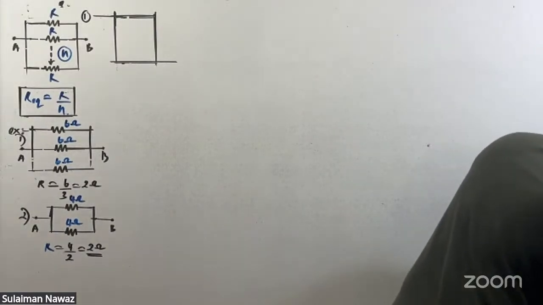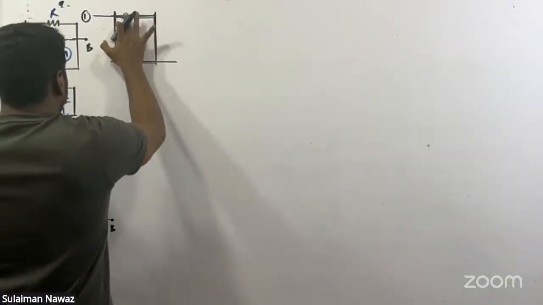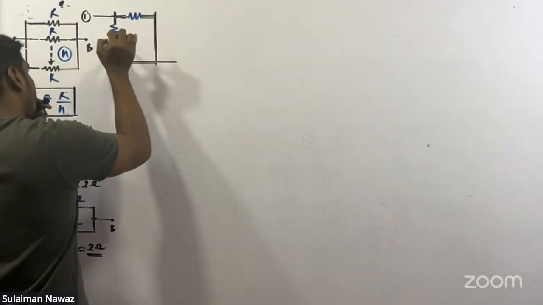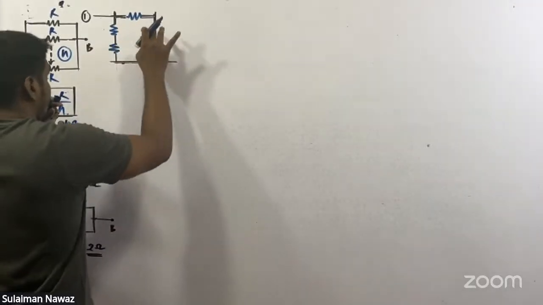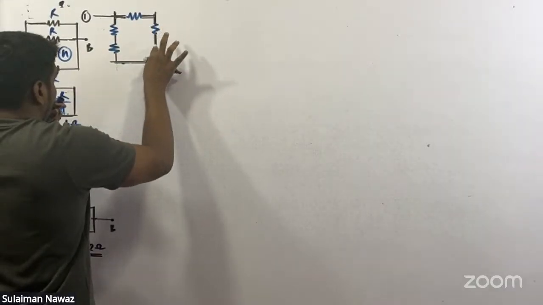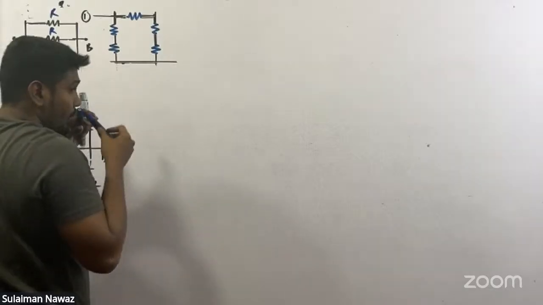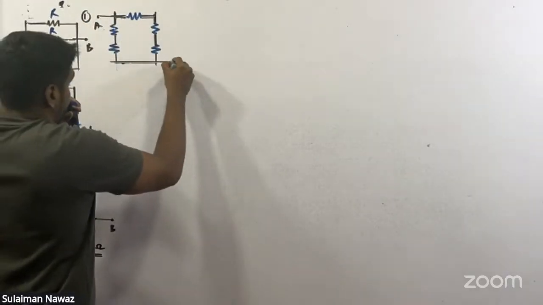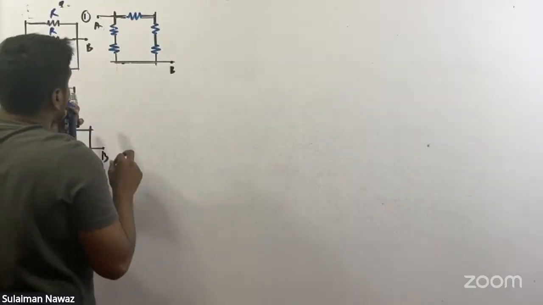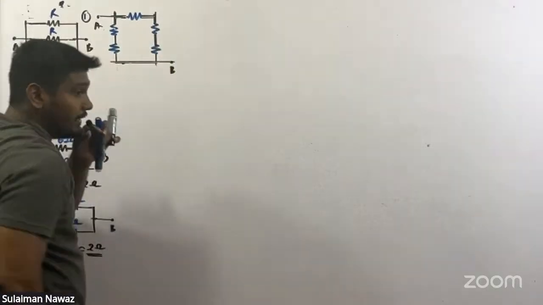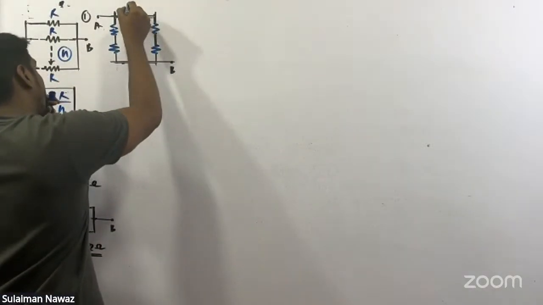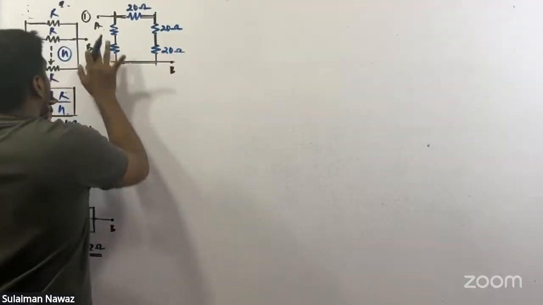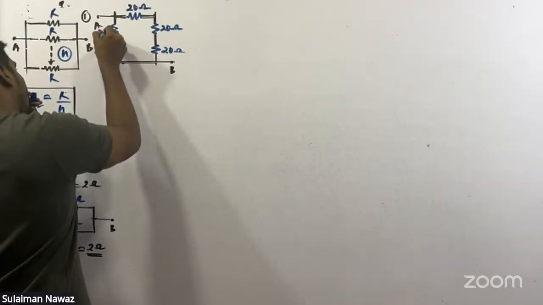Then here you have your terminals, point capital A and B. You want to find the equivalent resistance between terminal A and terminal B. They have given the resistance of each resistor as 20 ohms. Number one.